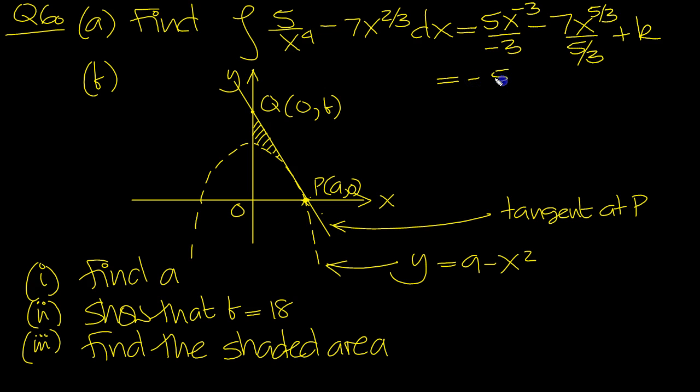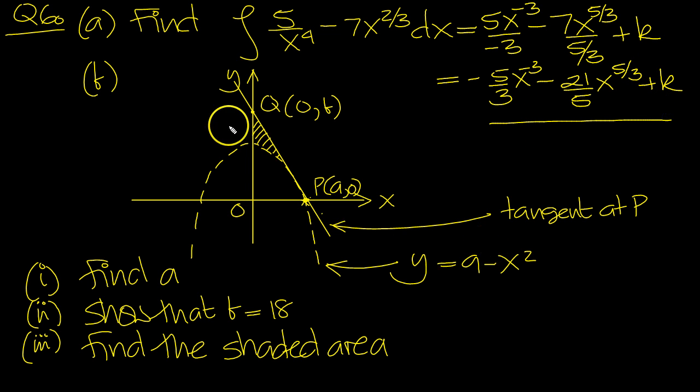Minus 5 over 3, x to the minus 3 then, minus, the 3 swings up to be with the 7 to make 21, over 5, tap it in the calculator if you need to, x to the 5/3 plus k. So we've got that. Part B now, find A.